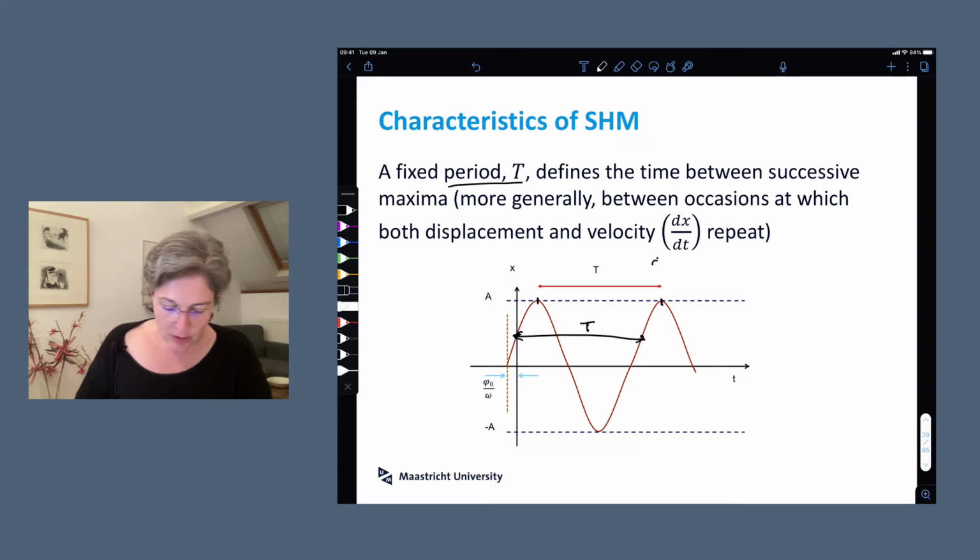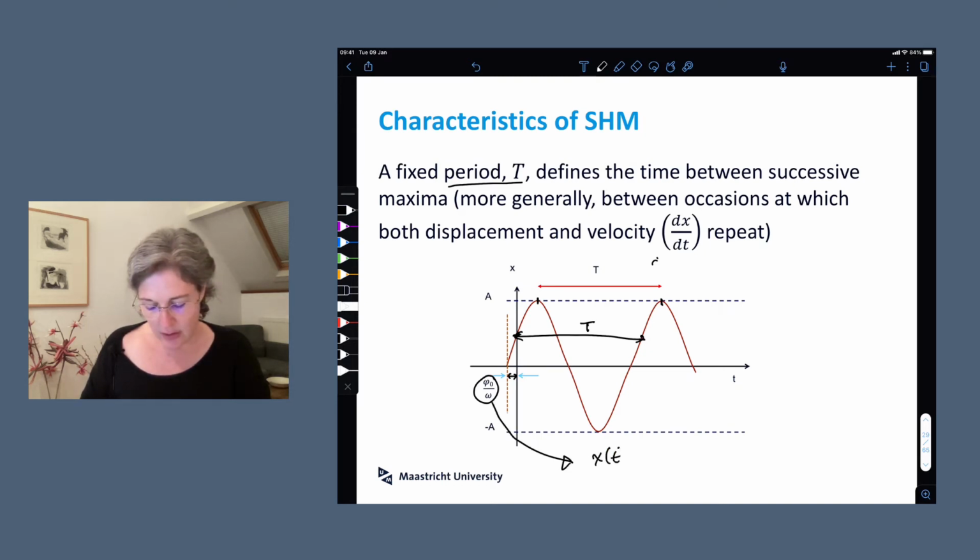One other thing to notice is this little bit over here, which tells us how much our function, our object, starts away from the equilibrium point at t equals 0. So you might be wondering, why is that phi 0 over omega? Well, let's have a look.